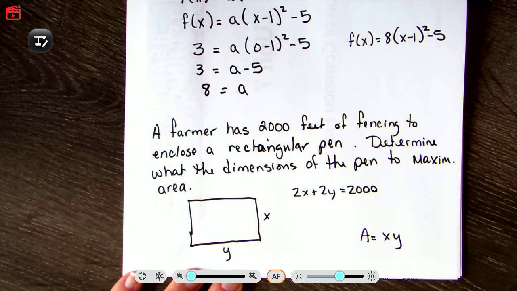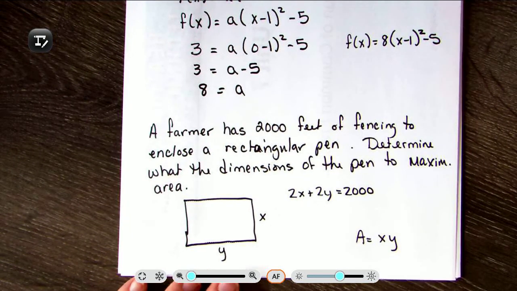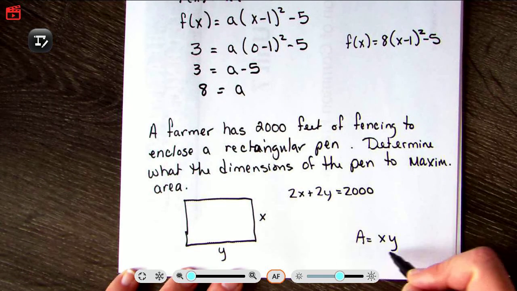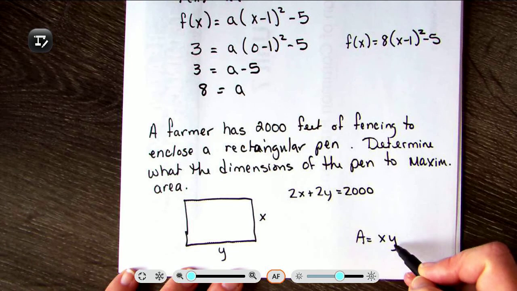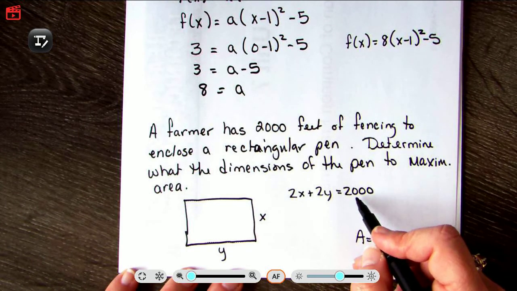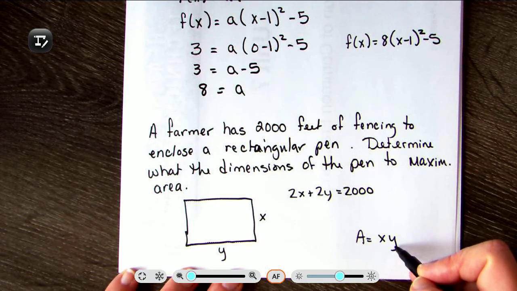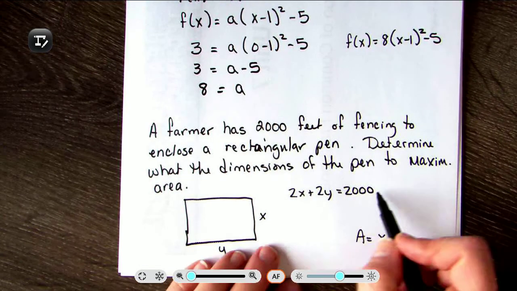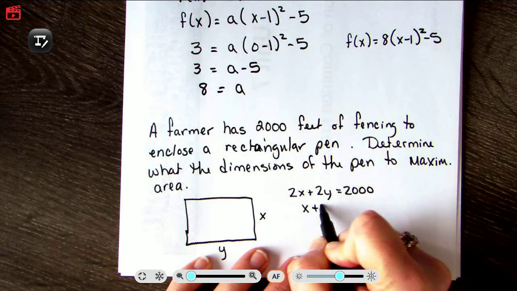I'm still kind of just playing here. Got my information. I want to maximize area. So I'm going to have to work with this. However, I have two variables here, but I can use this information to turn this into something with just one variable. So I'm going to, first of all, divide everything by 2.